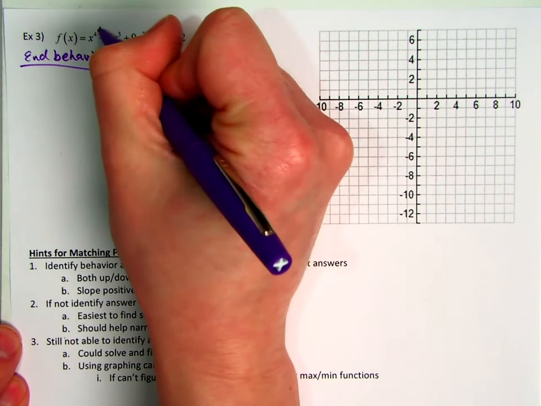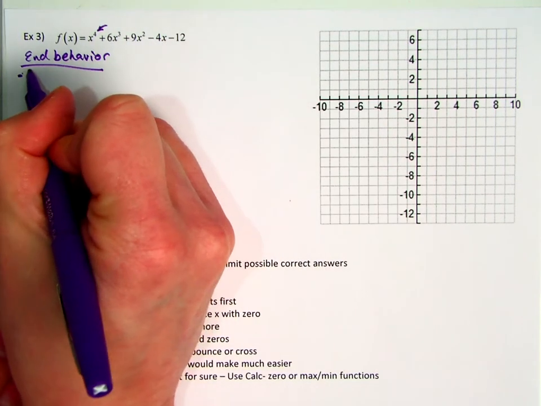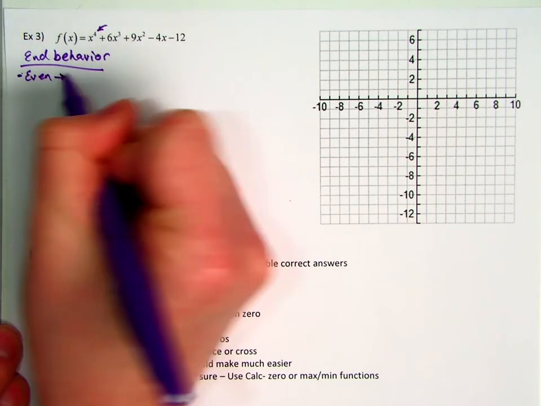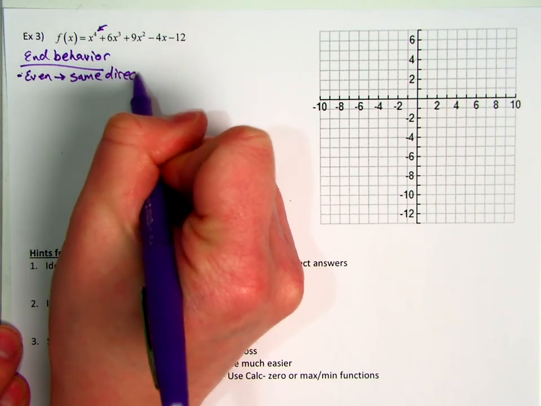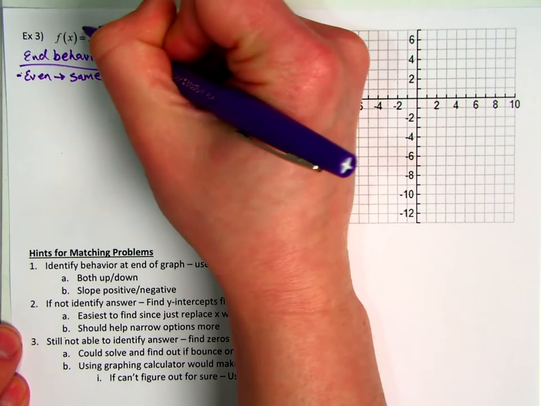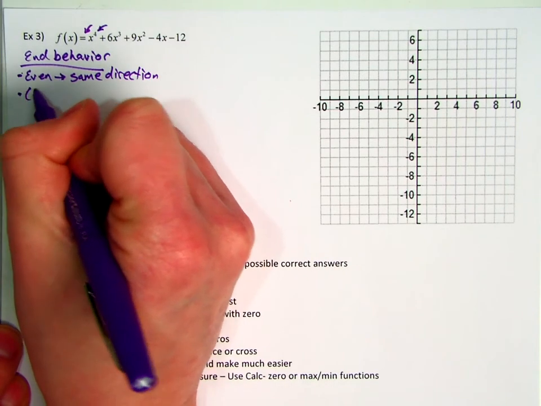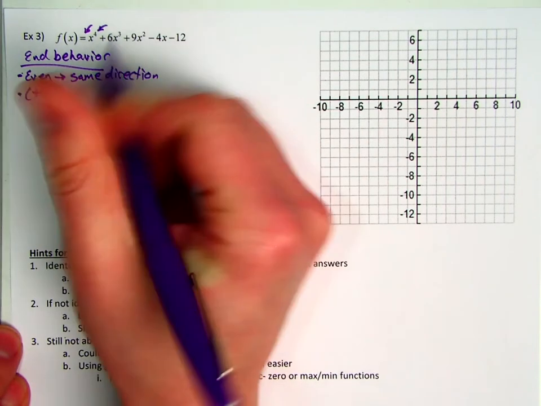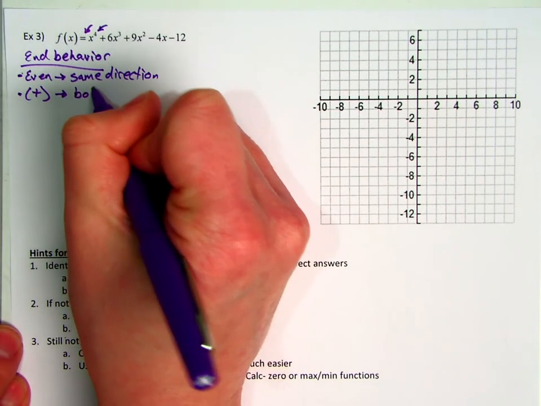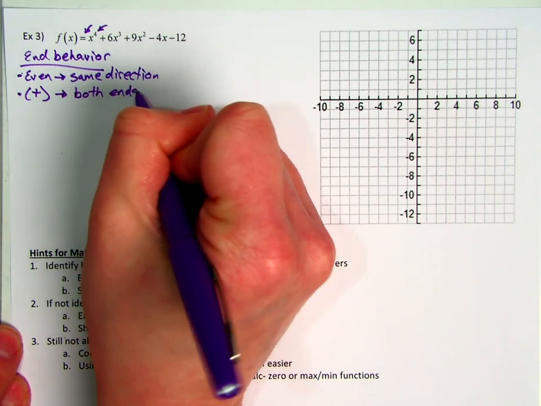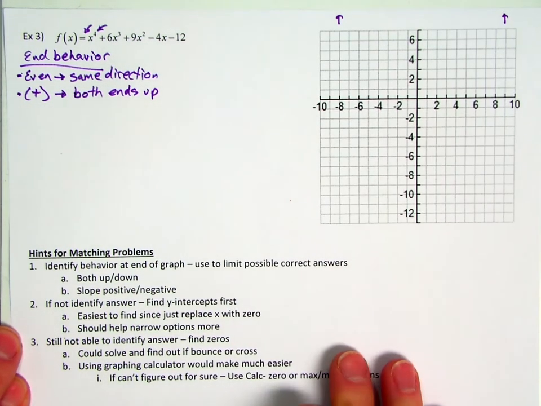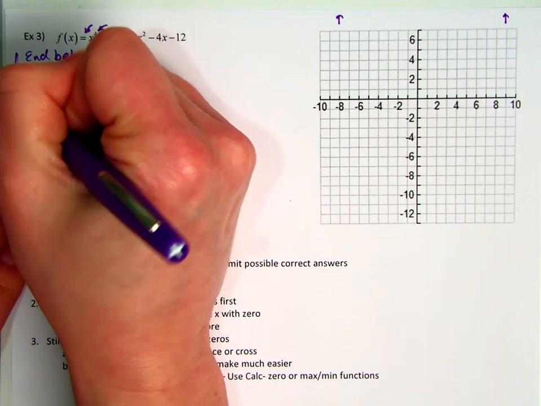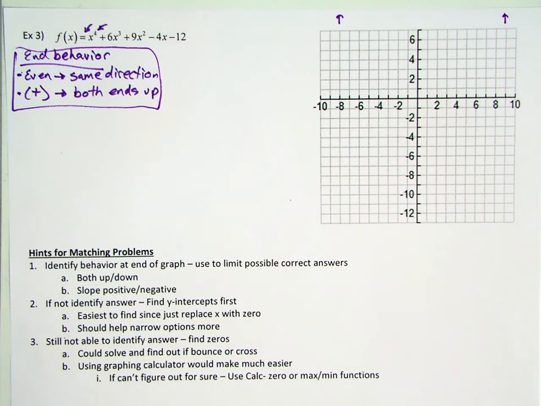Since it is even, we know that it's going to go in the same direction. And since my lead coefficient is positive, that means both ends are going to end up. So I know at the end, both ends should be up over here. Now that I'm done with my end behavior, I can work on x and y intercepts.